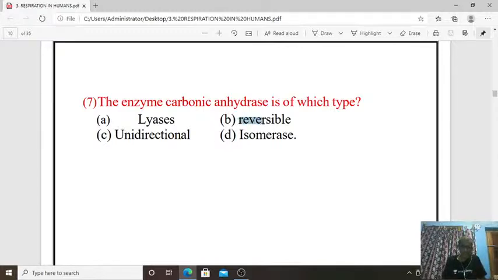It is a reversible type of enzyme, because here the action, the formation of carbonic acid during the time of carbon dioxide transport, is by this enzyme carbonic anhydrase. It is a reversible type of enzyme. So it is not unidirectional; bidirectional reaction will be there. So it is called a reversible type of enzyme. So the answer is B for the 7th question. B is the right answer.